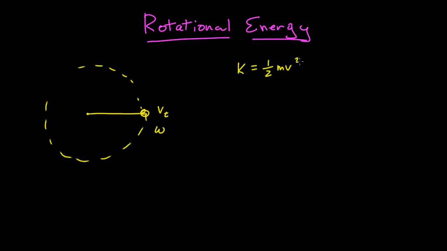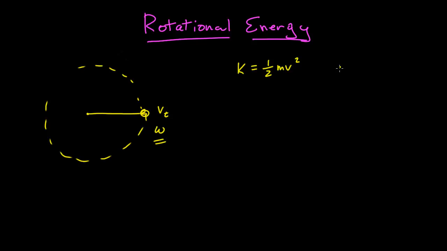Okay, so first, let's say I have some mass, and it is moving in a circle, and it has some velocity v tangent to the circle and some angular velocity omega. If I look at the kinetic energy of this particle, that kinetic energy is simply 1/2 mv squared, which is fine. How would I represent that in terms of my angular frequency, omega?